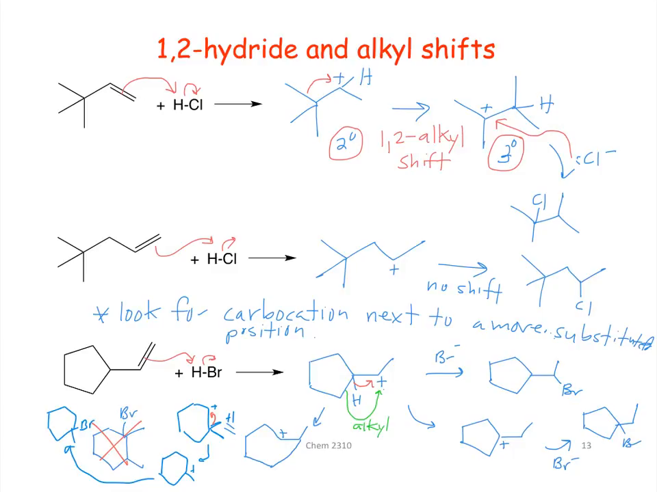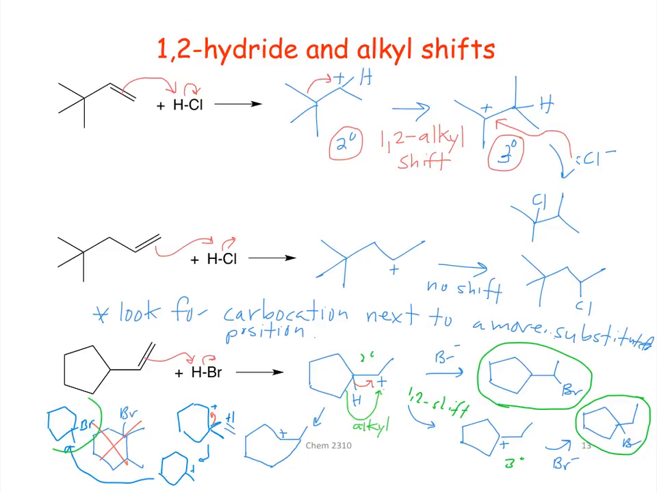Okay, so we have 3 possible products. One is just our direct electrophilic addition reaction, no rearrangements. Two, we had a 1,2 hydride shift. Right? This is a 1,2 hydride shift pathway. Gives us that product. And why would that pathway want to take place? Because we're going from secondary to tertiary. The carbocation is becoming more stable.